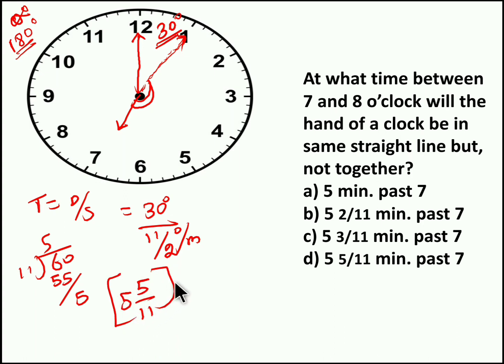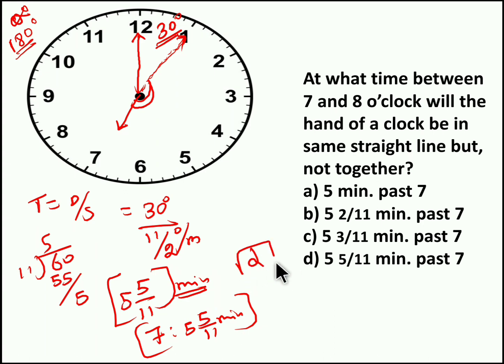So 5 by 11 minutes after 7 am or 7 pm, both the needles will be in straight line. So we can say exactly at 7 o'clock and 5 by 11 minutes, both the needles will make 180 degrees. So answer for this question is 5 by 11 minutes past 7. So option is D. Hope you understood the problem. Moving to question number 2.